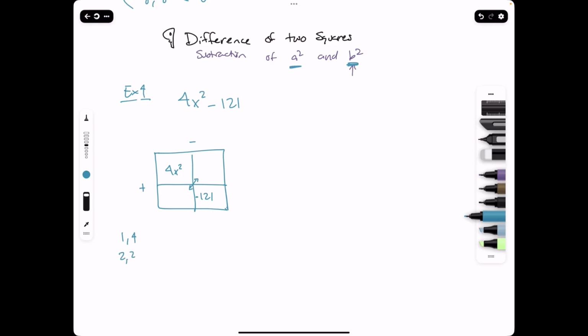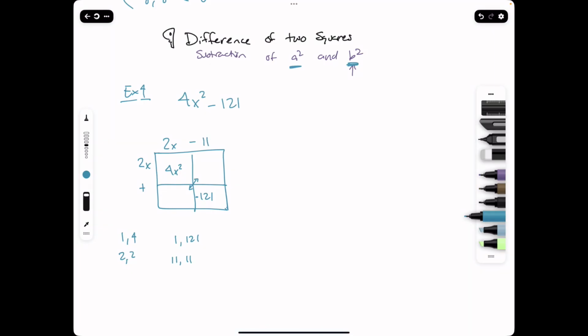Since we're in this section for the moment, I'm going to assume we're going to go with the 2x and 2x. Okay? The factors of 121. If you don't remember, you do need to grab a calculator. This is a relatively easy one, in that you only have 1 and 121. Not very helpful for getting to 0. And then 11 and 11. It is a perfect square. 11 times 11 is 121.